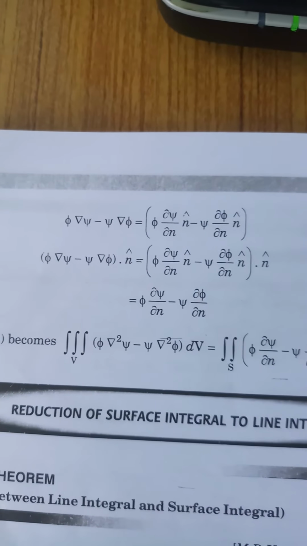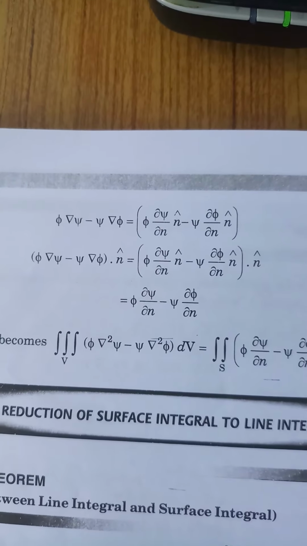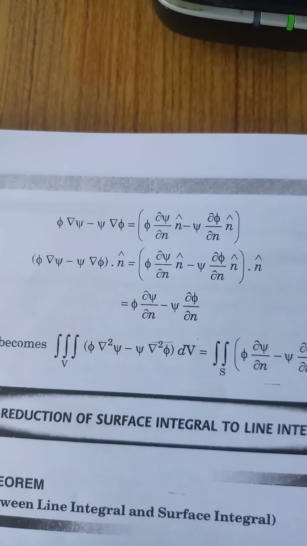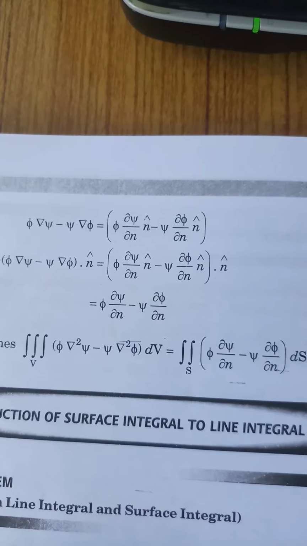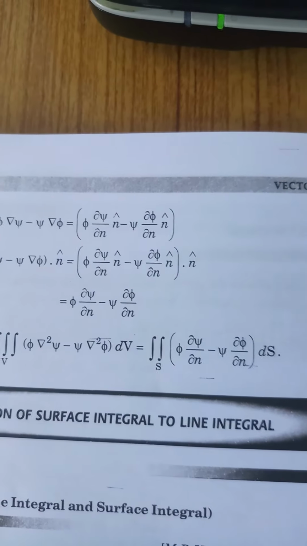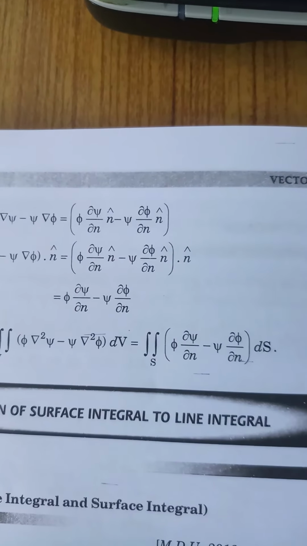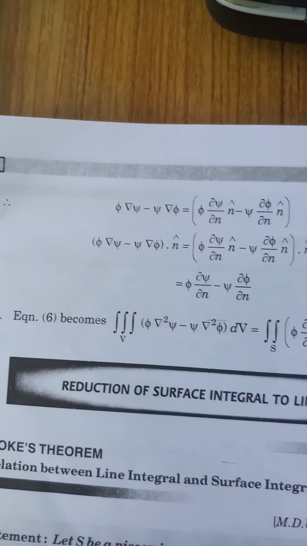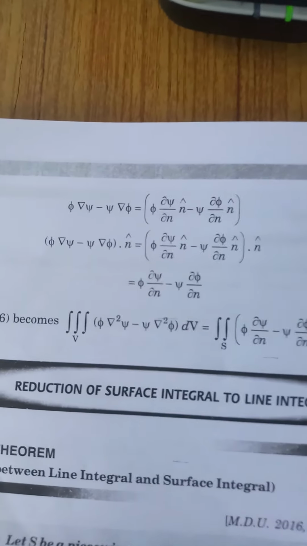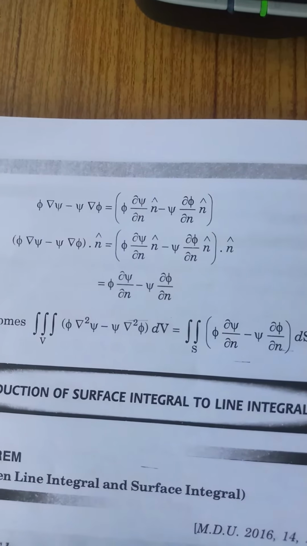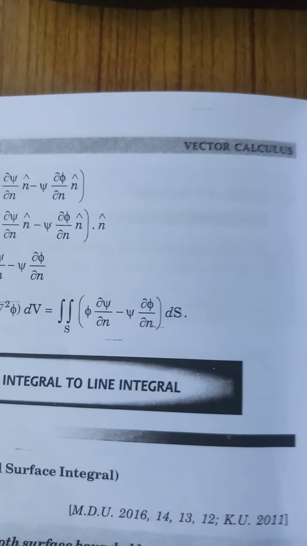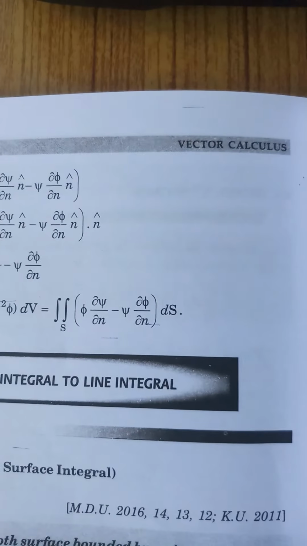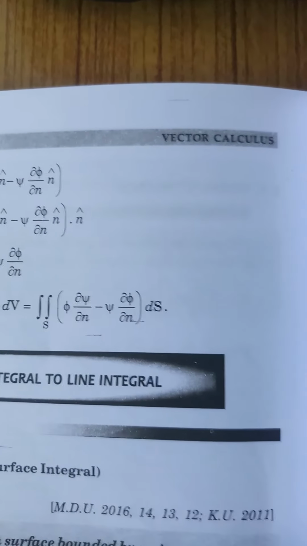Phi del psi minus psi del phi dot n is equal to (phi ∂psi/∂n n cap minus psi ∂phi/∂n n cap) dot n cap, which is equal to phi ∂psi/∂n minus psi ∂phi/∂n. Therefore equation 6 becomes triple integral over volume of (phi del squared psi minus psi del squared phi) dv is equal to double integral over S of (phi ∂psi/∂n minus psi ∂phi/∂n) ds.